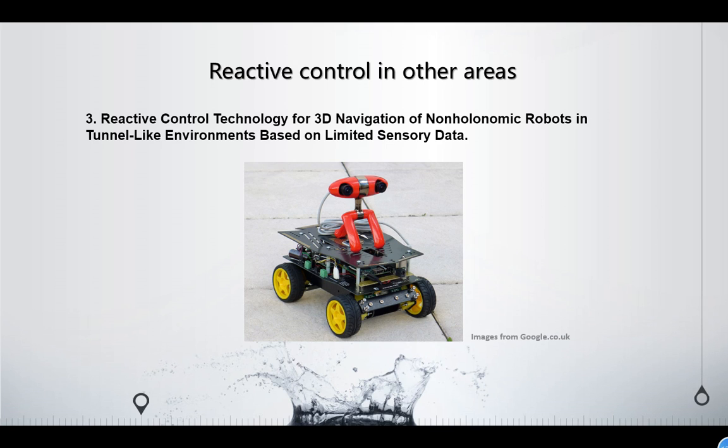And the third example is a reactive control technique for 3D navigation of non-holonomic robots in tunnel-like environments based on limited sensory data. A constant velocity non-holonomic robot should pass through an unstructured and unknown 3D tunnel-like cave environment. The sensor provides information about the nearest point on the tunnel surface and the distance from any ray emitted by the robot to the surface at an angle relative to the nearest point.